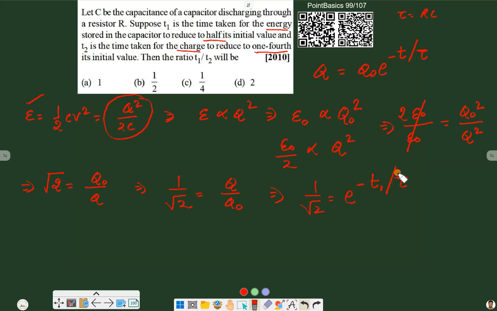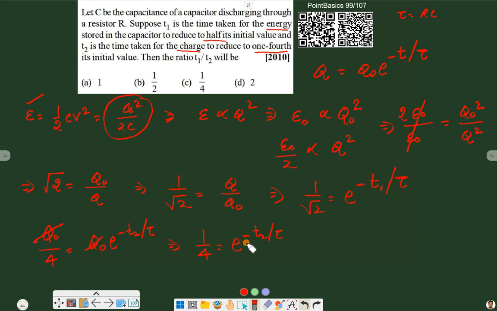And for our second relation, charge reduces to 1/4 and that time is t2. So charge reduces to 1/4, so Q is equal to Q naught by 4, is equal to Q naught e raised to power, now the time is given as t2, so minus t2 by tau. Q naught gets cancelled, and from this 1 by 4 is equal to e raised to power minus t2 by tau.